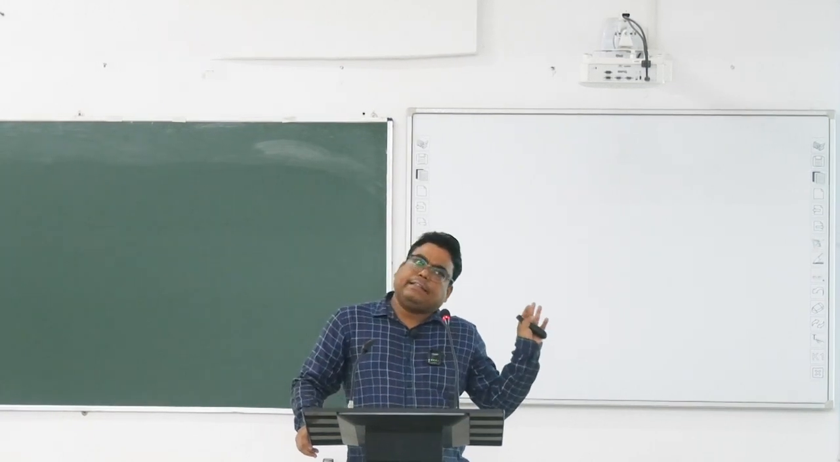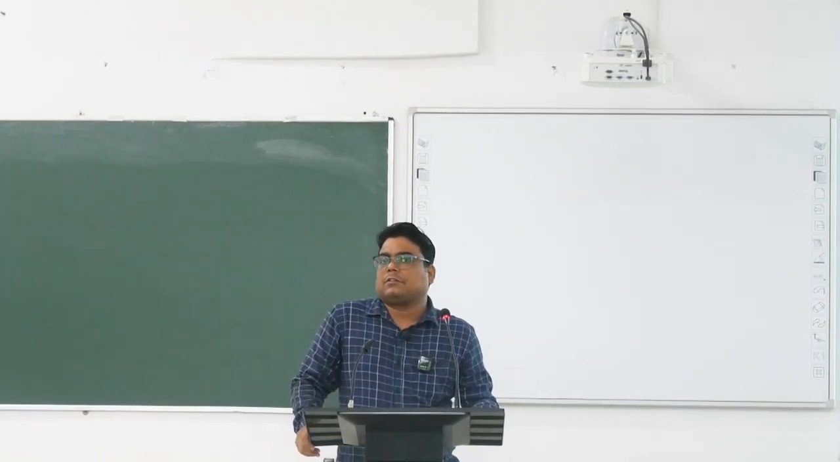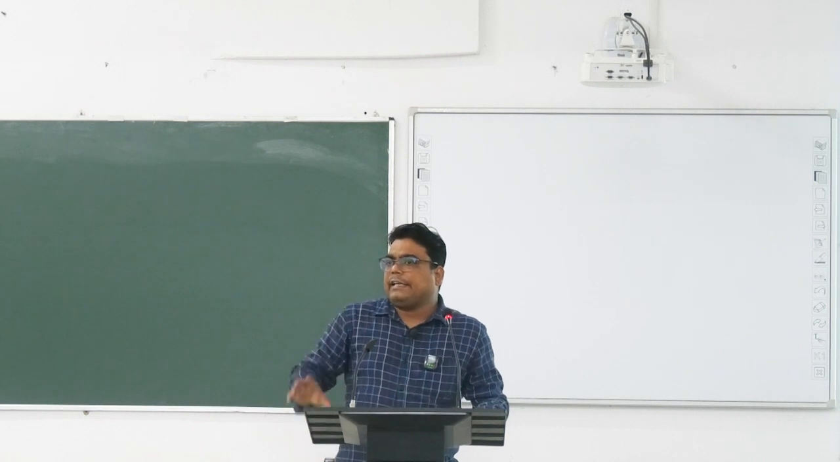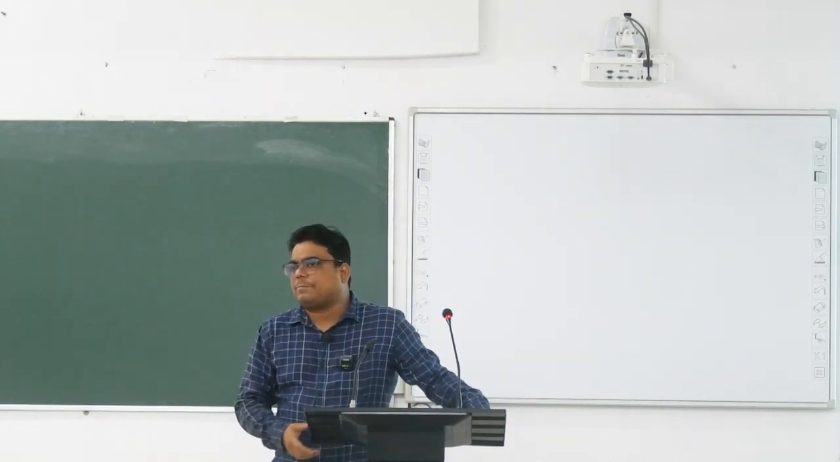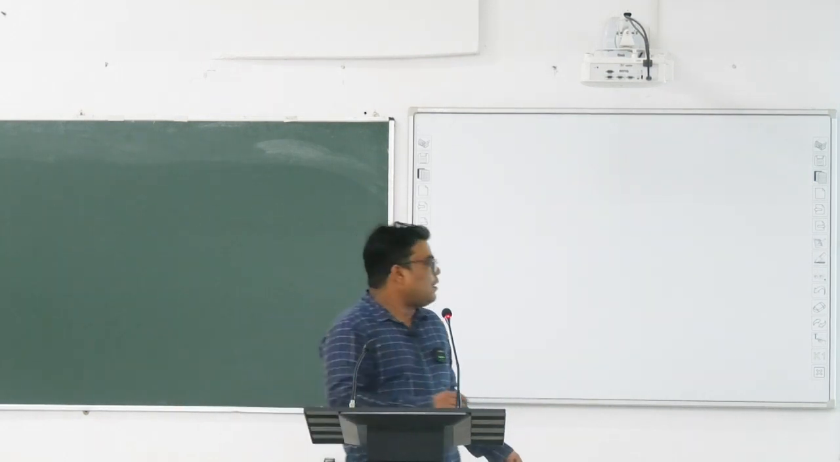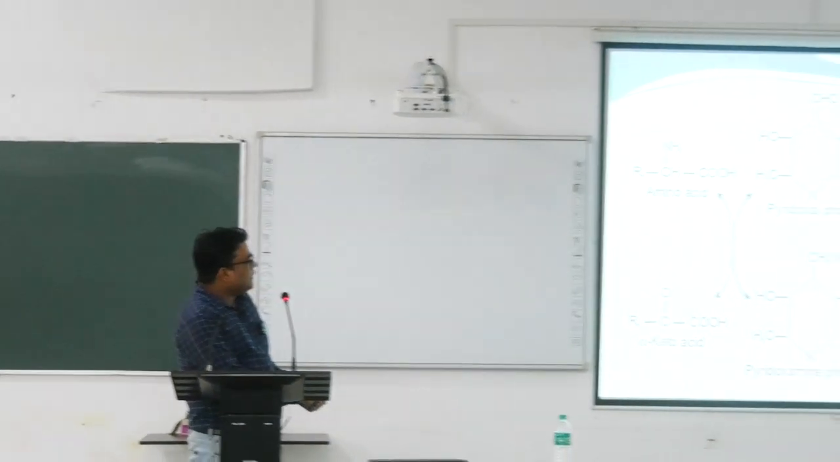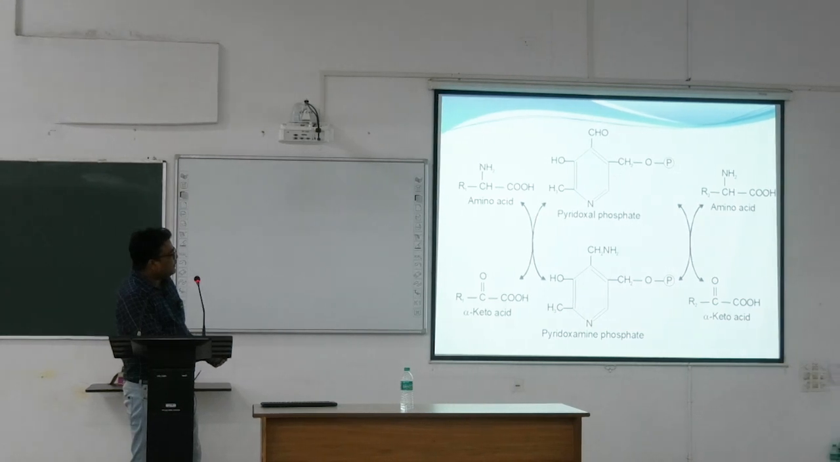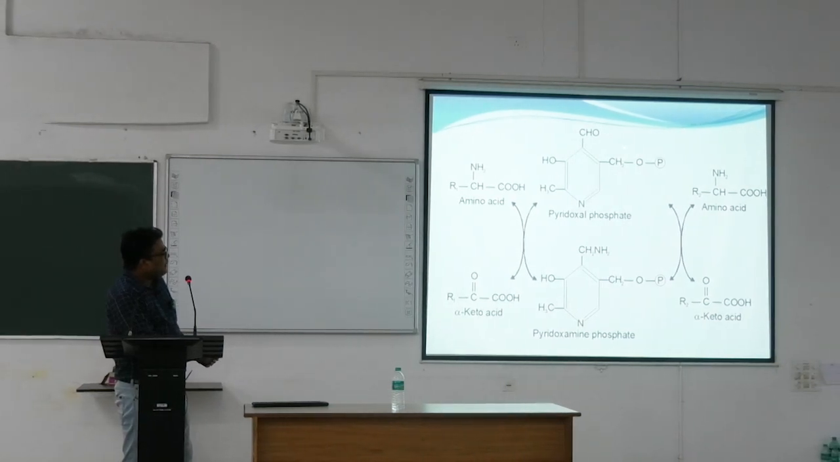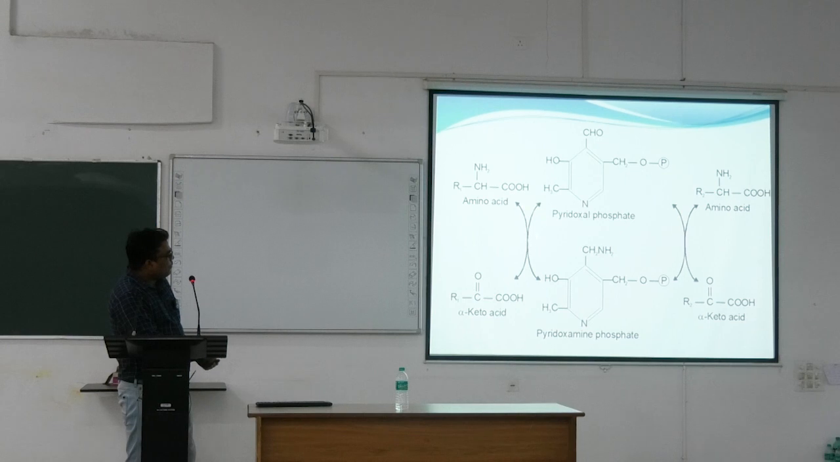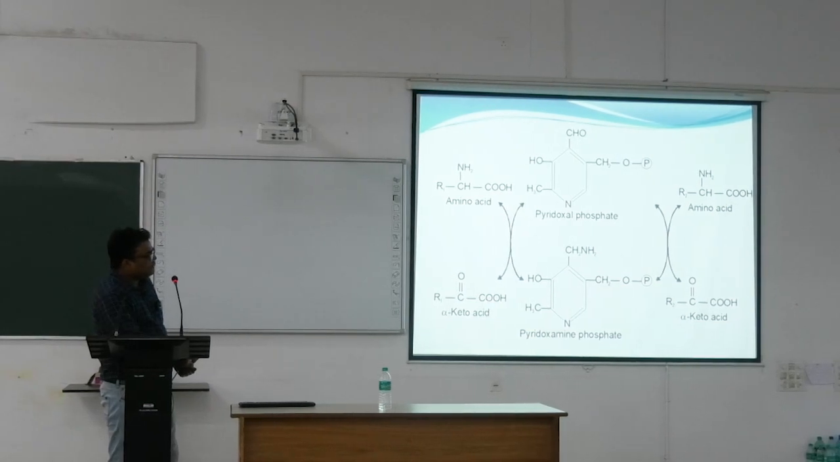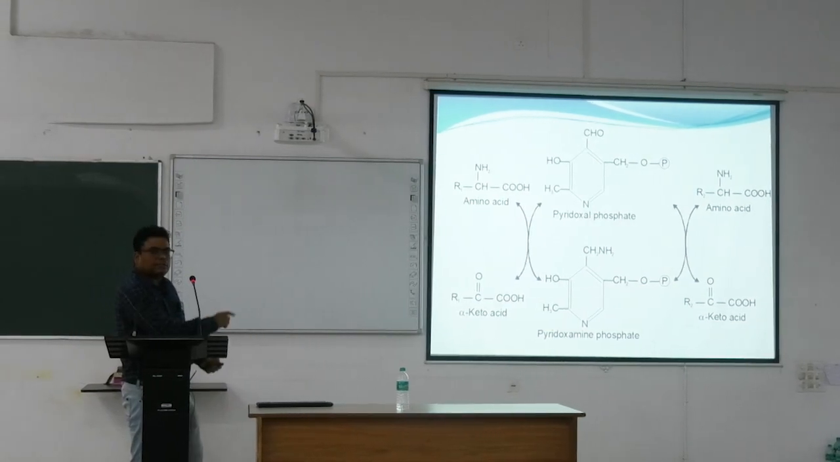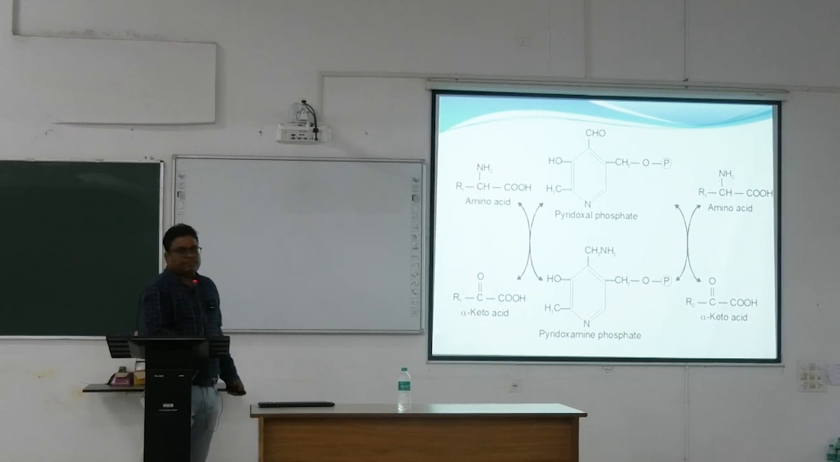So have you seen that the coenzymatic form of vitamin B complex can transfer a group from one substrate to another substrate? Now you see the reaction: an amino acid, with the help of this pyridoxal phosphate, can transfer its amino group to an alpha keto acid. This reaction is called transamination reaction.